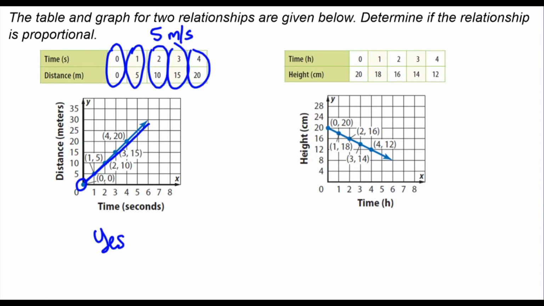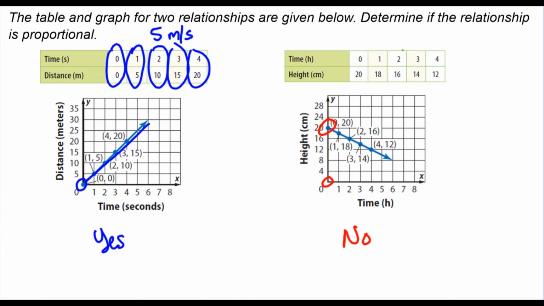Let's look at the next one that's comparing hours and centimeters. This one is a straight line, but it does not pass through the origin. This one passes through 0, 20. So it started at a height of 20 centimeters and then decreased from there. So it doesn't go through the origin. So I already know that this is going to be a non-proportional relationship.